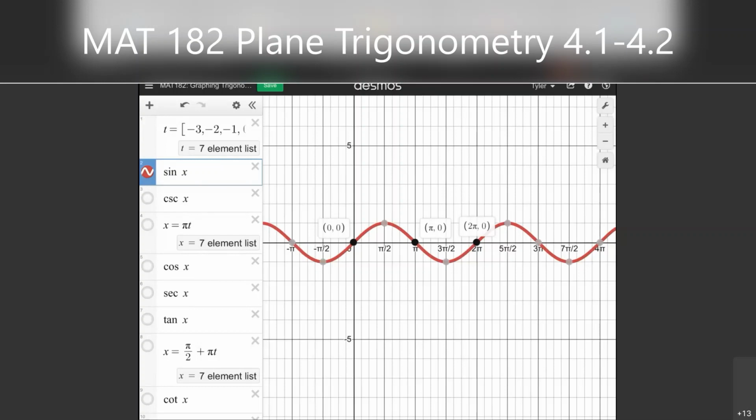Our sine function is also going to be equal to 1 at pi over 2, and it'll be equal to -1 at 3 pi over 2. Those are the same things that we would have seen in the unit circle, but these are just graphed on our coordinate plane now.